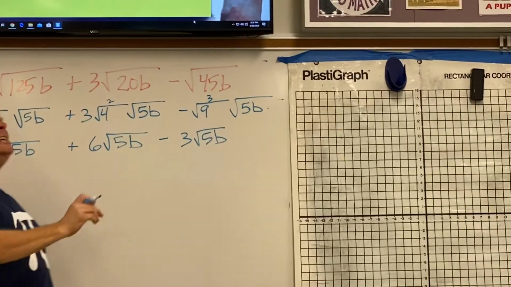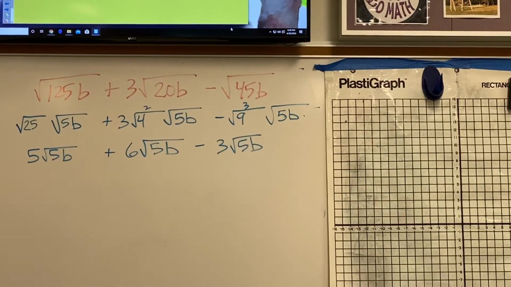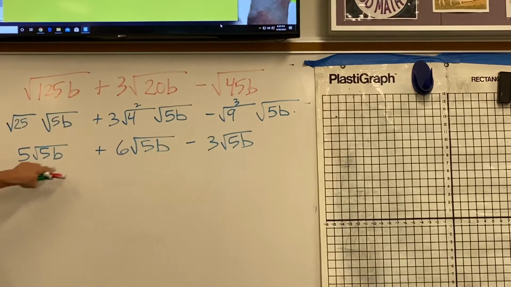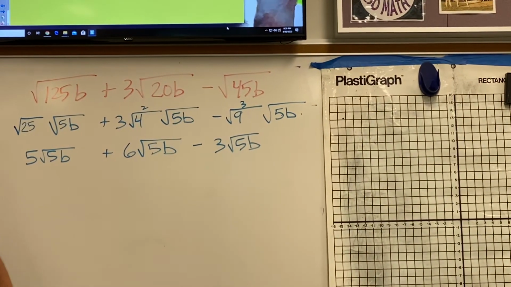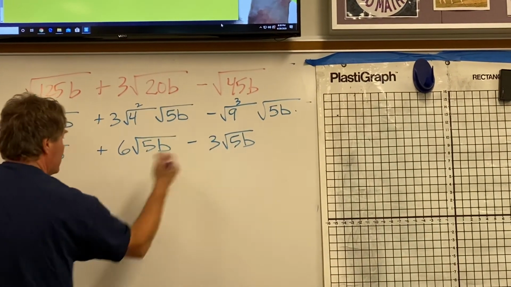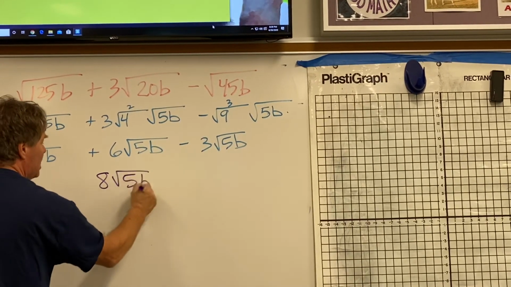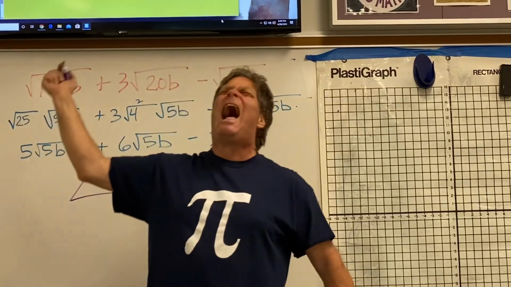Oh my gosh! I can't believe it! The fortune is with me! Look, all 3 of them have the same thing underneath the roots. That means I can combine all 3 of these. 5 plus 6 is 11, minus 3 is 8. 8 root 5b, and este es la respuesta.